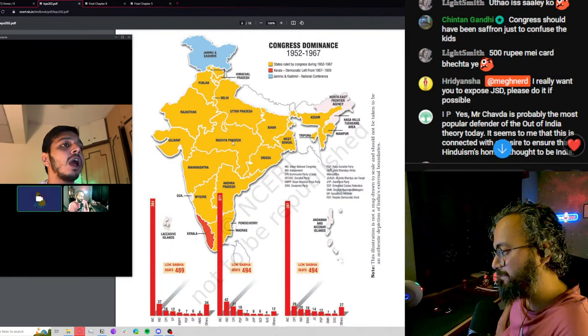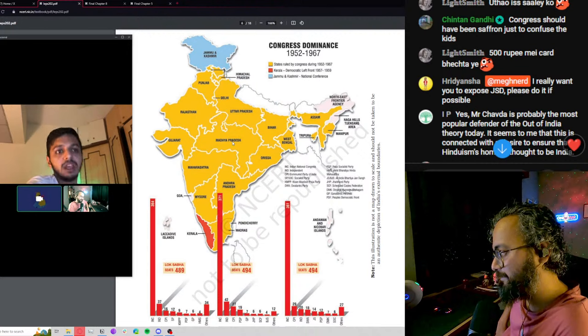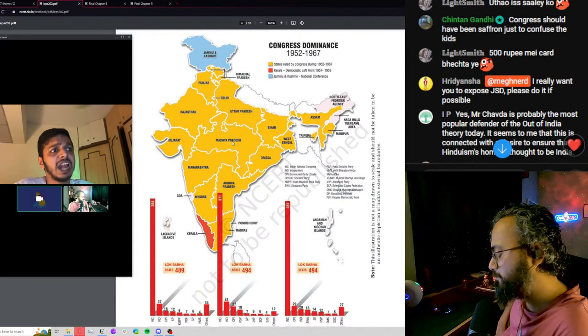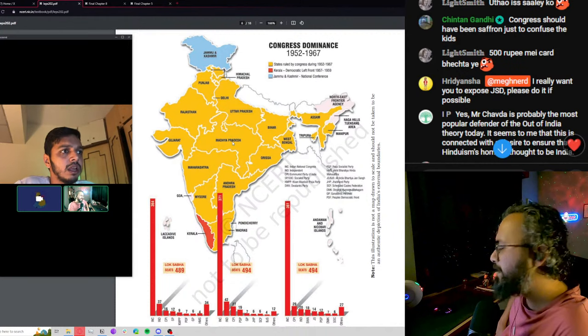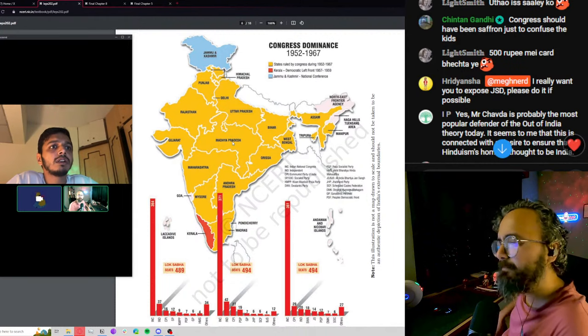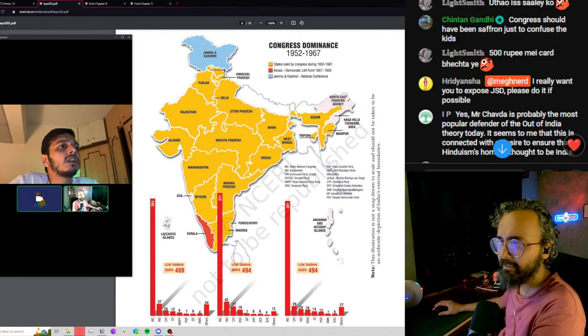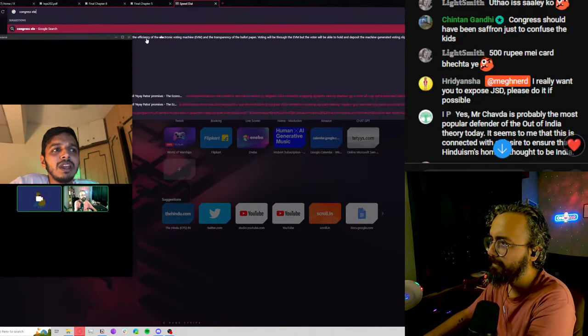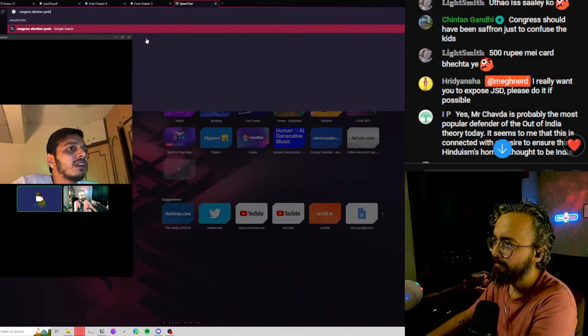The idea of orange being the party color. Did Congress ever have a color? Or is it just that BJP has their branding on point and they have orange associated with them? That's interesting, actually. Let me see. We'll have to look at the Congress symbols. I think they never got their shit together. They could probably never agree on one color.